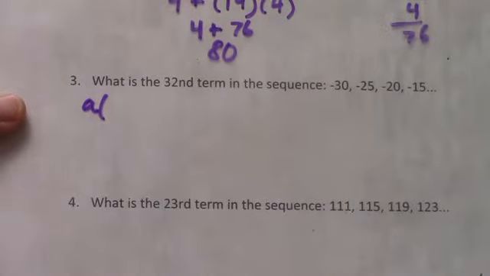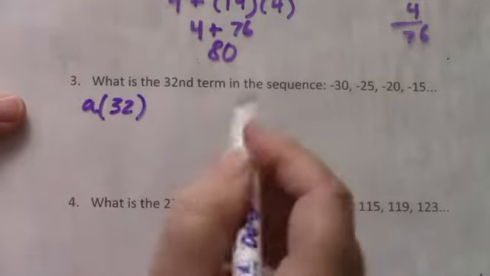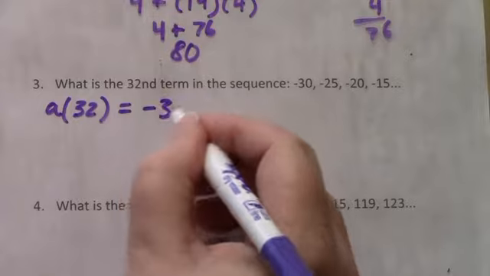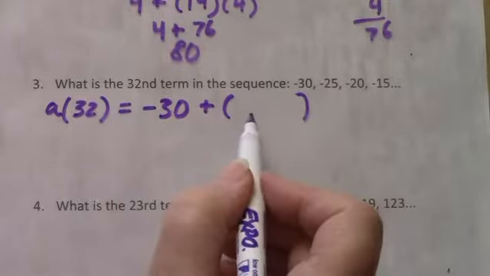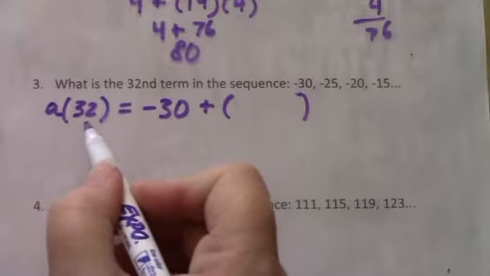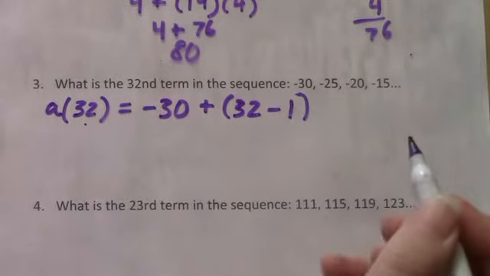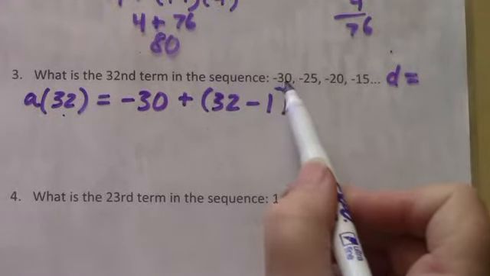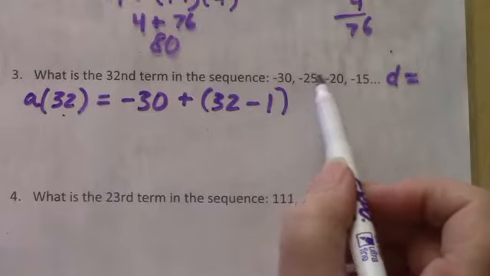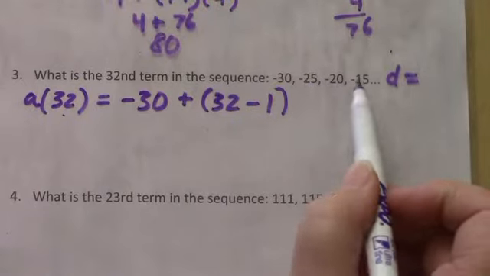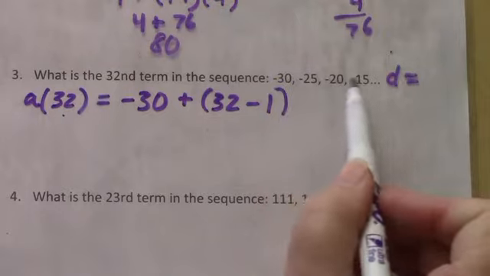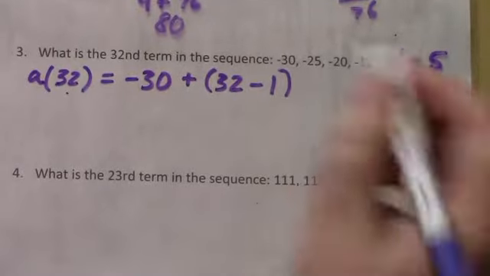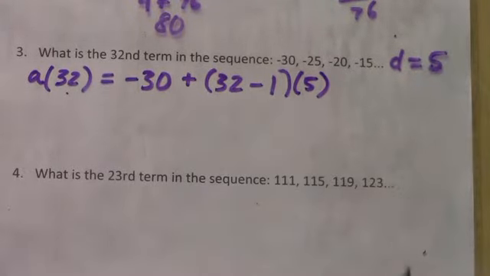A sub n. What's our n? 32. We're going to try and find the 32nd term. First term is negative 30 plus n minus 1. What's n? N is 32 in this case. Always minus 1. What's our difference? We didn't find our difference yet. Our difference is, let's see, negative 30, then we're going to negative 25, negative 20, negative 15. These numbers are negative, but they're increasing, and it looks like they're increasing by 5, which means a positive 5 is our difference. That means we're going to multiply that by 5.